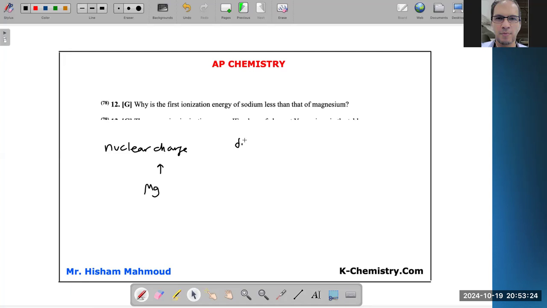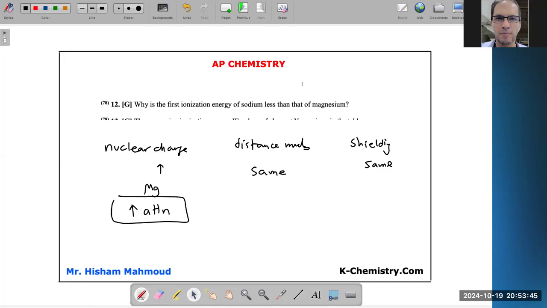الراديوس أو الديستانس from nucleus in magnesium, does it change ولا it is the same? It's the same. والshielding same. The only factor which is making an effect is the one that increases the nuclear charge, so it increases attraction. So what is the net effect when you go from sodium to magnesium? Of course, the attraction increases. This is the net effect because this is the only effect.